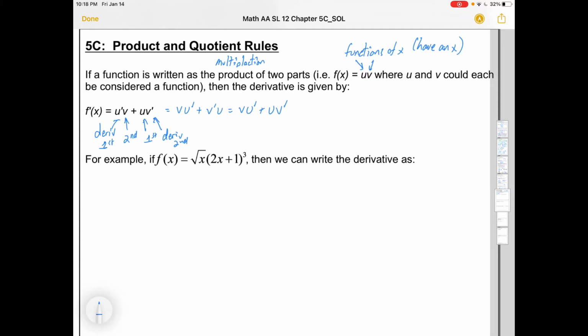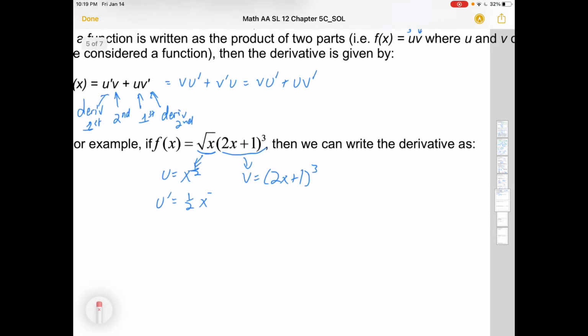So if I looked at this function that's down below, what I would say is it has a first part that's being multiplied by a whole second part. The first part in this is that root x, or x to the half. And the second part is everything else, including the power that goes with it. So 2x plus 1 to the power of 3. Those are the two things that are being multiplied together. And u prime is pretty easy to find. It's 1/2 x to the power goes down by 1. Because it's just a regular x, you don't have to worry about the chain rule, though if you did, you'd just have a times 1 at the end. I'll write that negative 1/2 a little better.